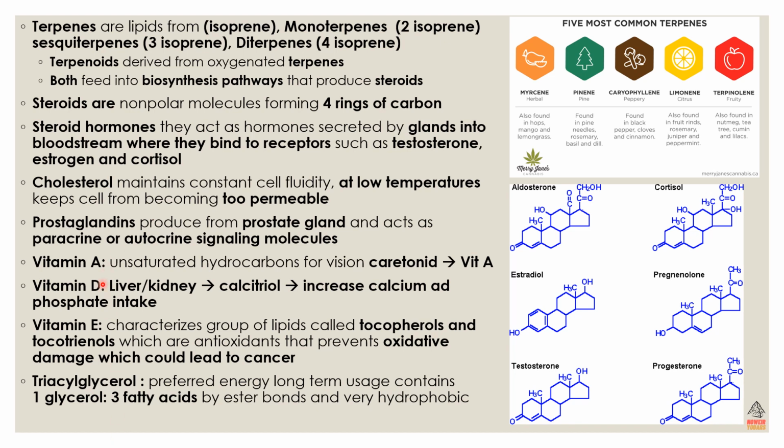Next we have the vitamins. These vitamins are fat soluble. Okay, vitamin A, an unsaturated hydrocarbon, used for vision. Vitamin D, from the liver and kidney, calcitriol, increases calcium and phosphate intake. So vitamin D increases calcium and phosphate intake. Vitamin E characterizes a group of lipids called tocopherols and tocotrienols, which are antioxidants and prevent oxidative damage, which could lead to cancer.